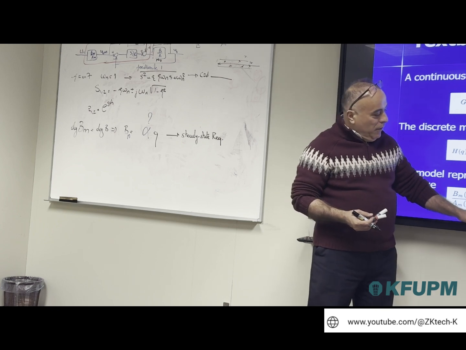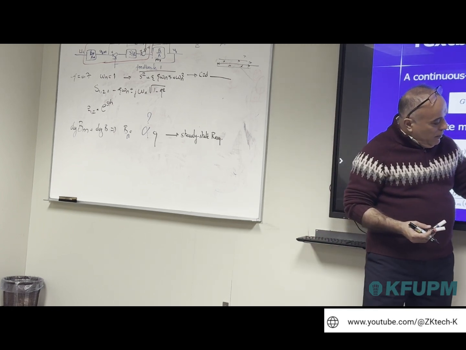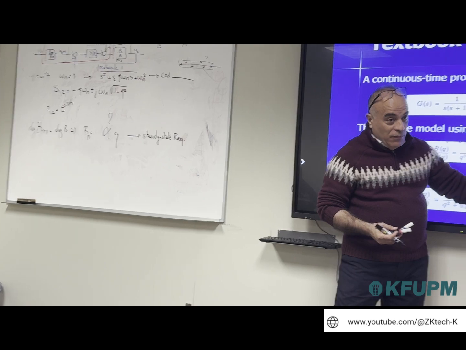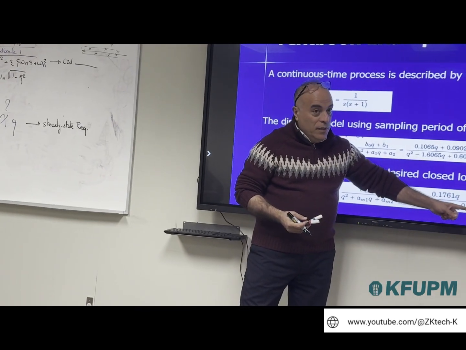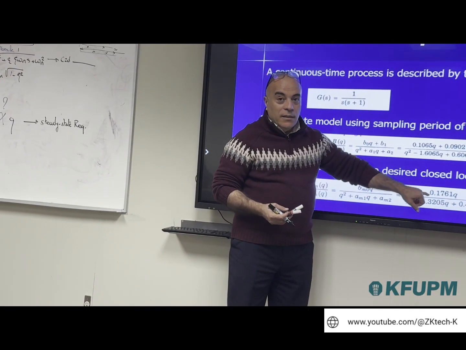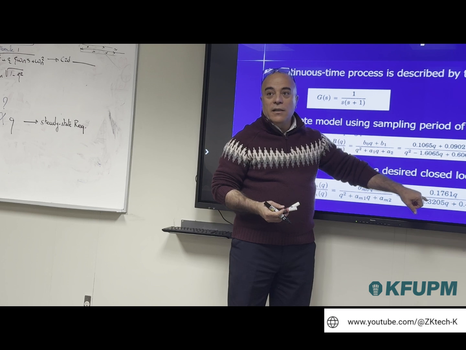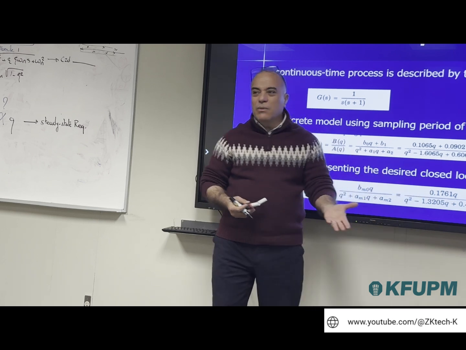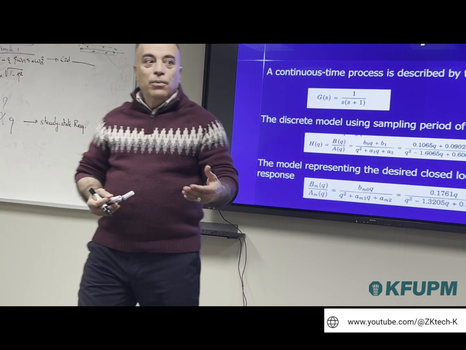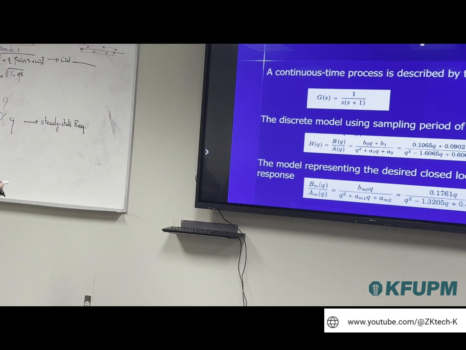If I replace q by 1, I will have 1 minus 1.2305 plus 0.4966. What should be the numerator? The same, to have again the ratio 1, so steady state error equal to 0. So this is how to compute alpha. We compute alpha by making sure that Bm over Am has a steady state error equal to 0.